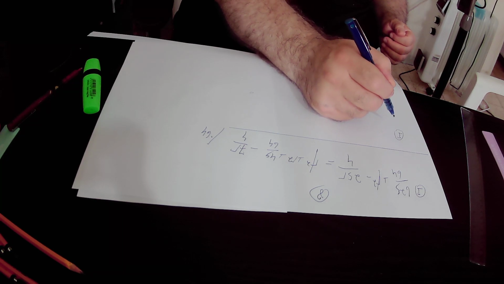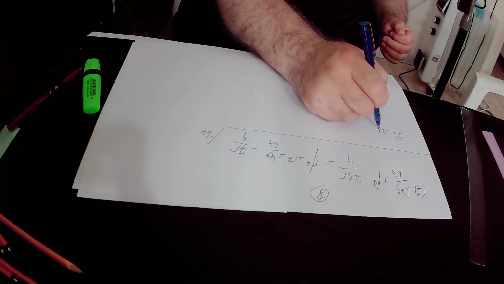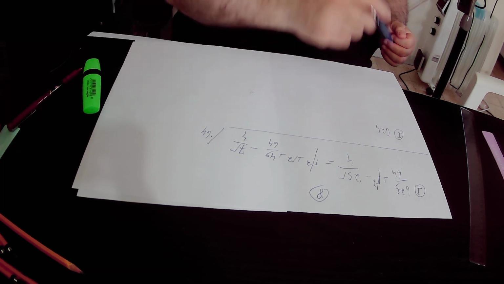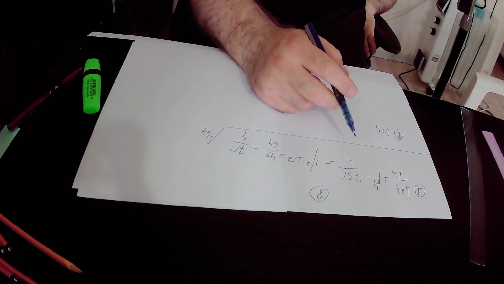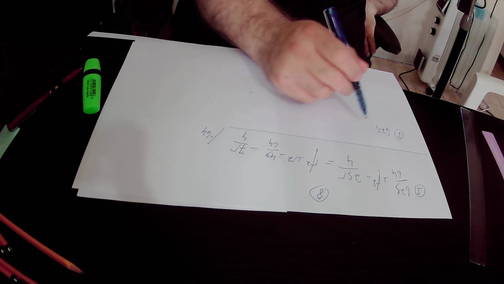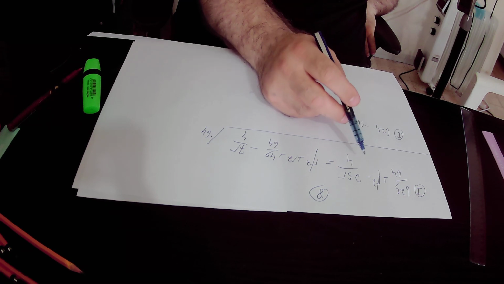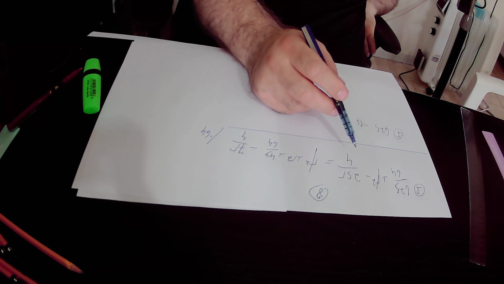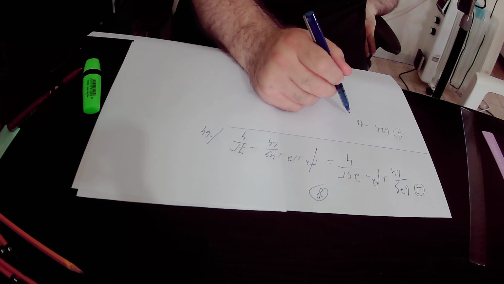So here 625 over 64 times 64 is 625. Here we have minus 64 over 4, which is minus 16. So in conclusion, this expression will be equal to minus 16 times 25r.